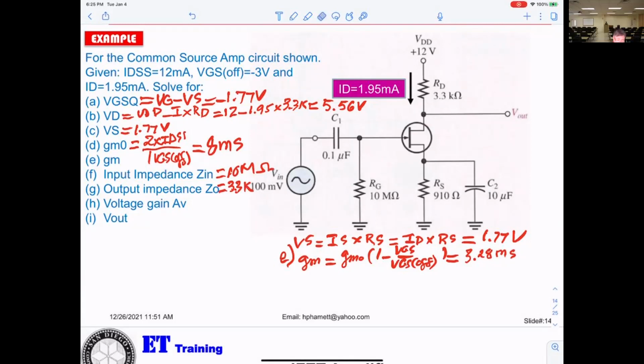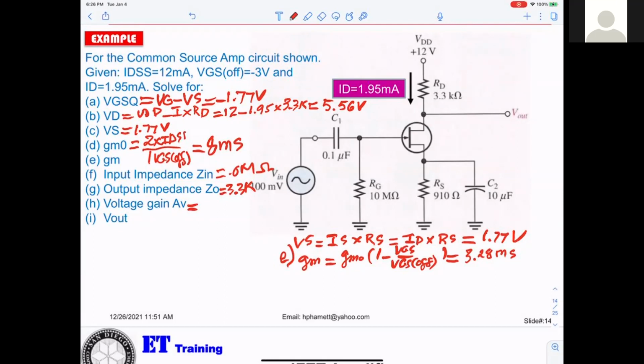Okay, so let's see. 3.3. Okay, there you go. Number 8, voltage gain. Is that 100 millivolts? I'm saying the input. Yeah, 100 millivolts, but I want the gain first. Number 8, yeah, you want the gain.